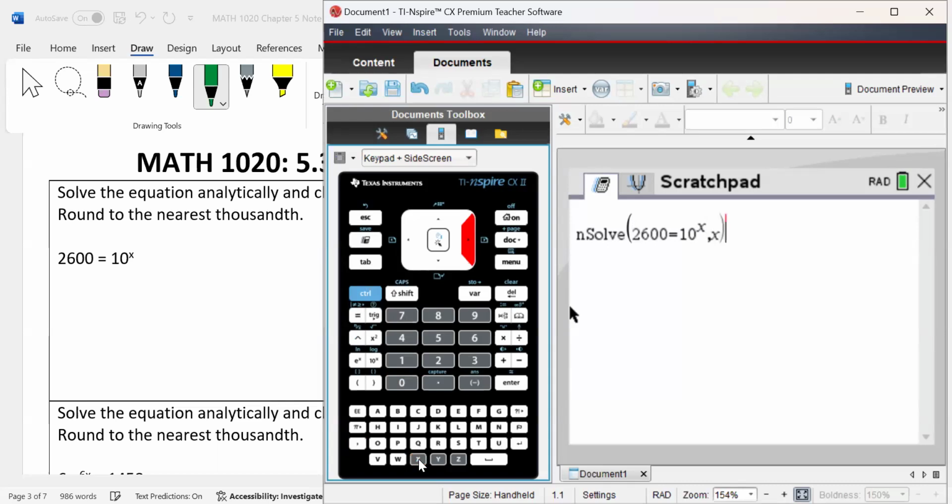Okay, so just kind of make a note there, or maybe write it out on your paper, how this looks in the calculator for reference. And nearest thousand is 3 decimal places, so it's 3.415.